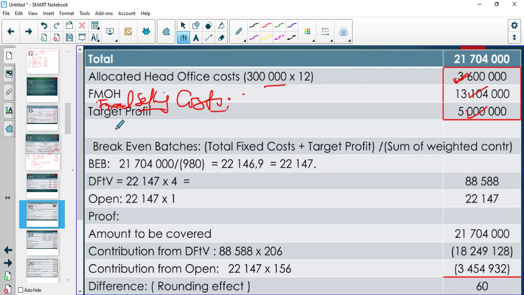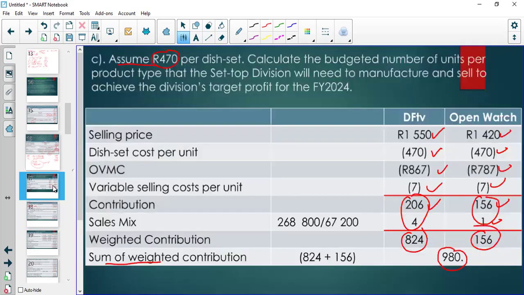Is it 10,800? Because I need to include it there. 10,800 minus 7 times... 268,800. So I have 268,800. That's the total number. Yeah, 268,800 plus 67,200. So I get 336.